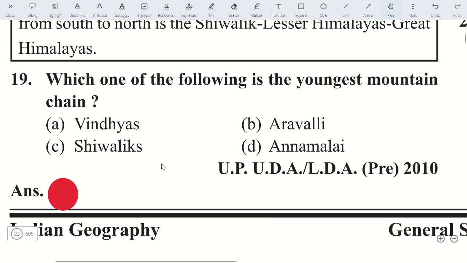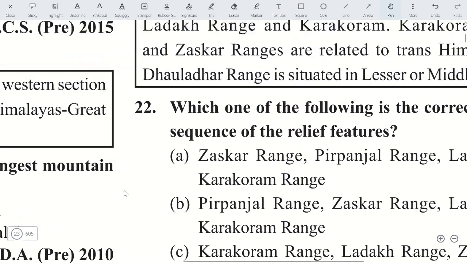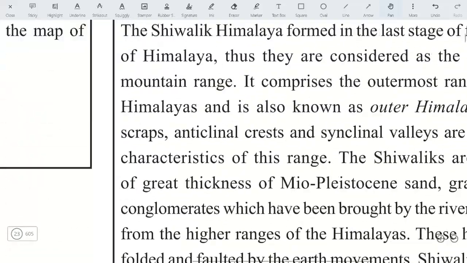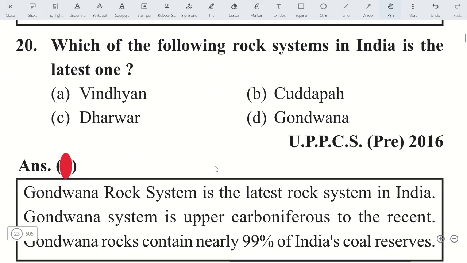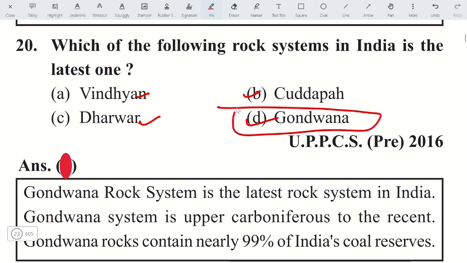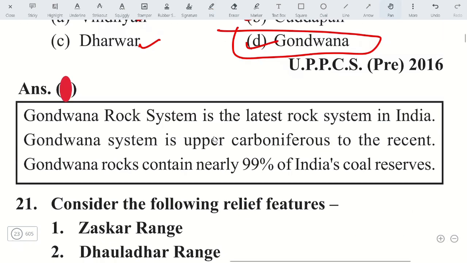Which one of the following is the youngest mountain chain? It is the Shivalik range. Shivalik is the youngest mountain chain. Next question is, which of the following rock systems in India is the latest one? Which one is the latest? It is Gondwana. The oldest one is Dharwad, then Cuddapah, then Vindhya, and then the latest one is Gondwana. D option will be correct.